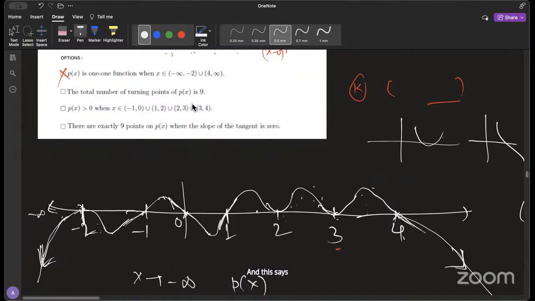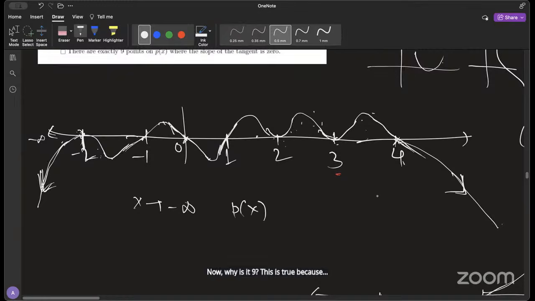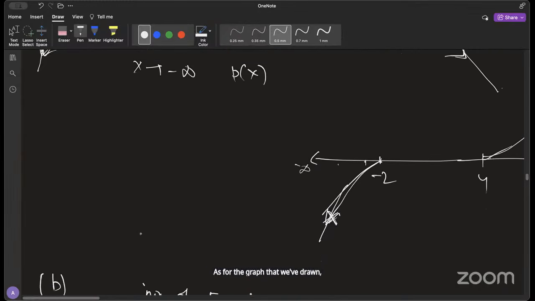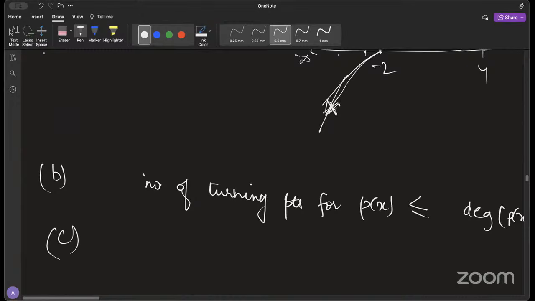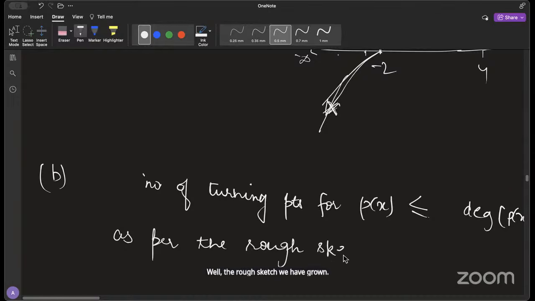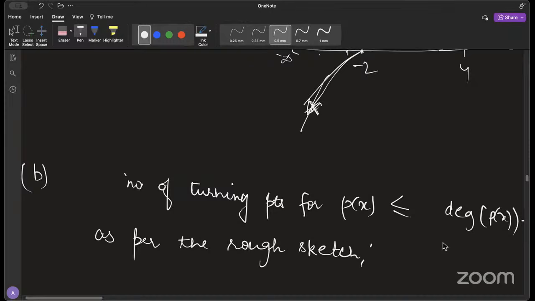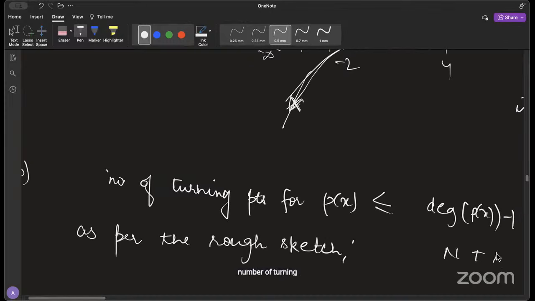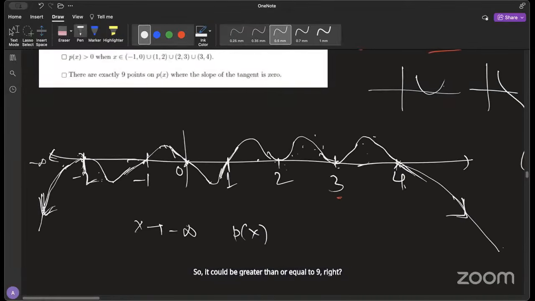And this says the total number of turning points of P(x) is 9. Now, why is it 9? This is true because as per the graph that we have drawn for B, for the rough sketch we have drawn, the number of turning points should be greater than or equal to 9, right? Because 9 we've already seen.